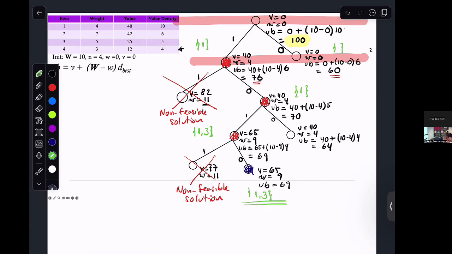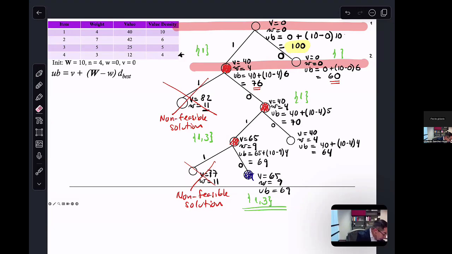So this is the solution to the problem. Only 2 elements can be stored in the backpack, and the best value that we can get is the one given by choosing the first item, which is 40, plus the third one, which is 25. That is 65, this one, all right? And this is the solution.